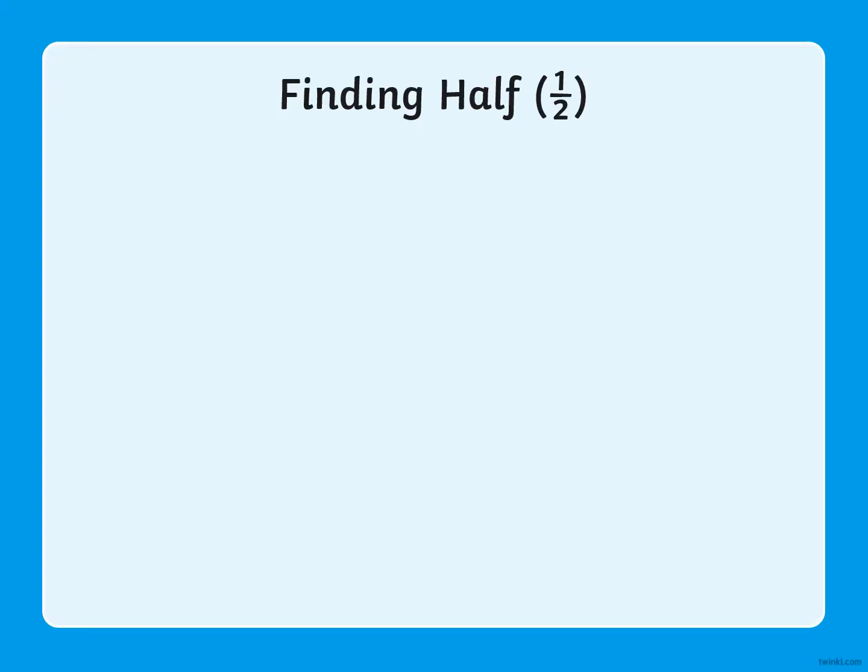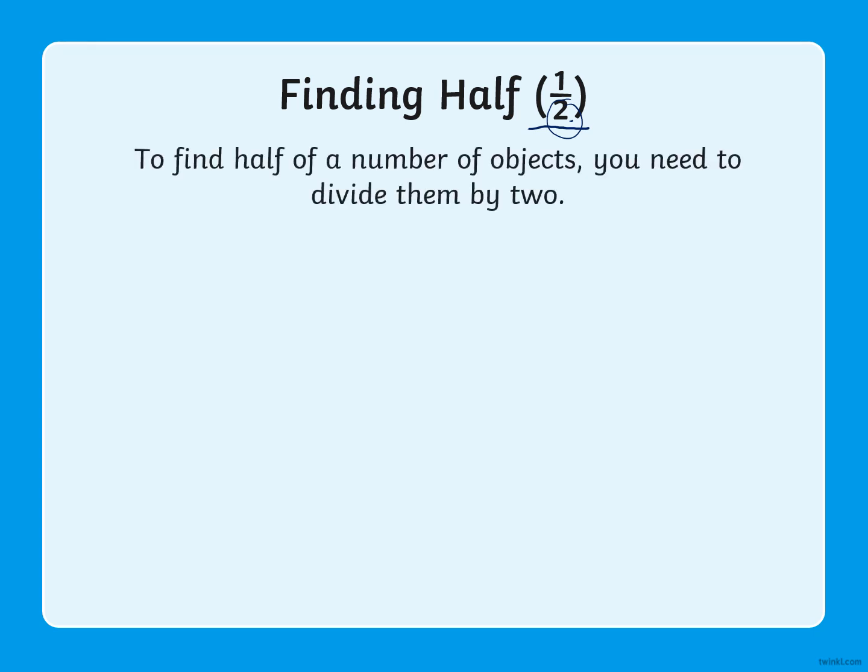So the first thing we're going to look for is half. Now, if you look over here, this 1 at the top represents one piece of how many? 2. So we know that whatever we're going to do here, we're going to break it up into groups of 2. So to find half of a number of objects, you need to divide them by 2. Break them up by 2.